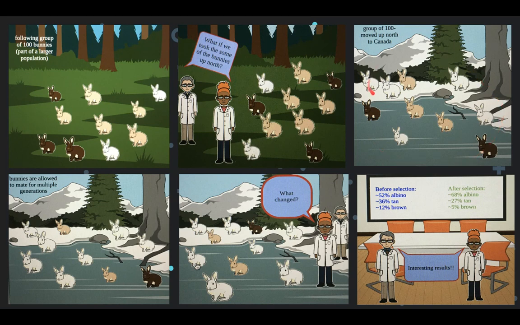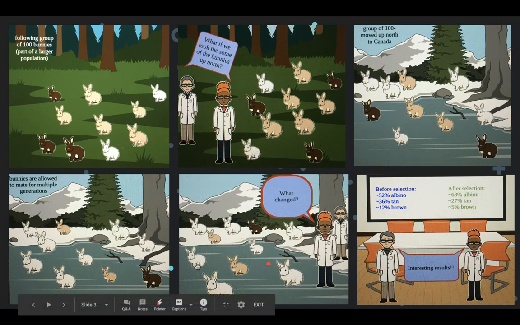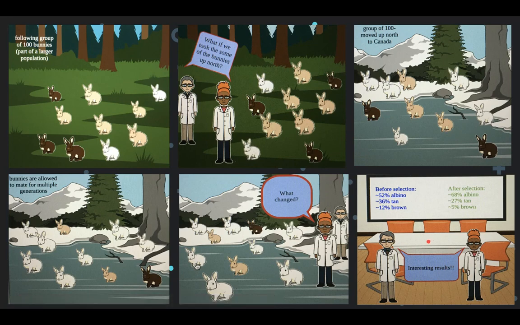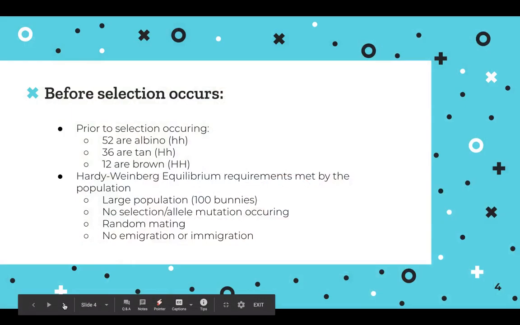So we moved 100 of them up north to Canada, and we're wondering if the environment, the snowy environment, is going to select for the albino type bunny. They're allowed to mate for a bunch of generations, and then we're looking from the initial populations at what has changed here. The results are what we're going to evaluate in the next couple slides.